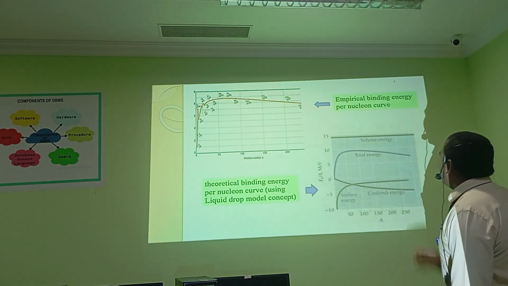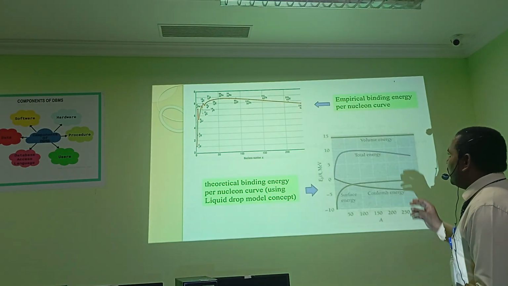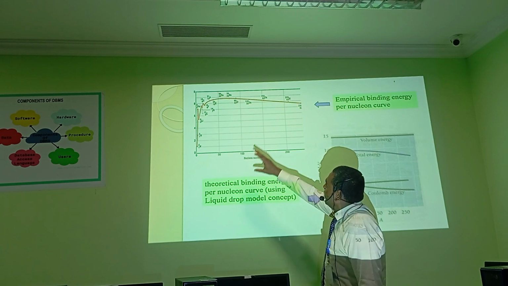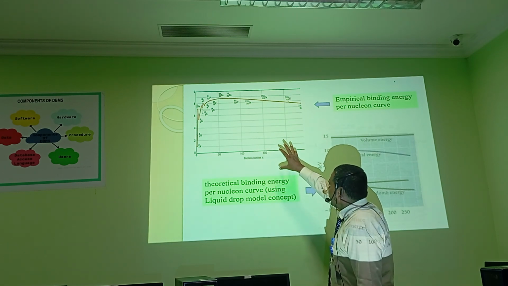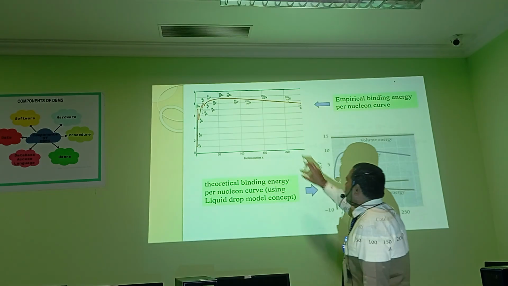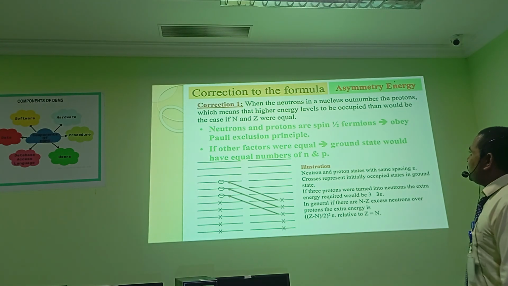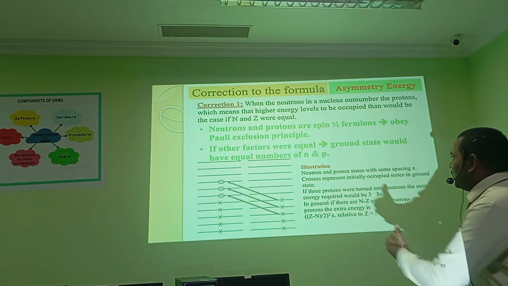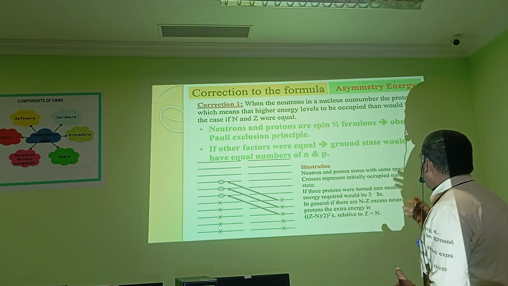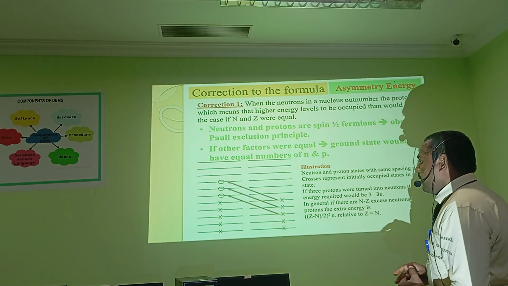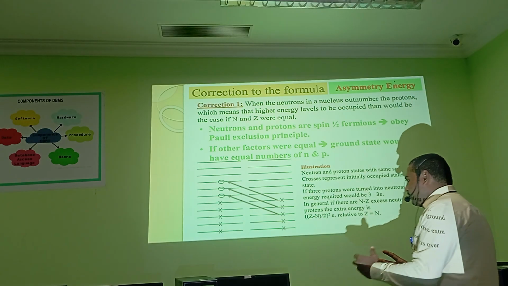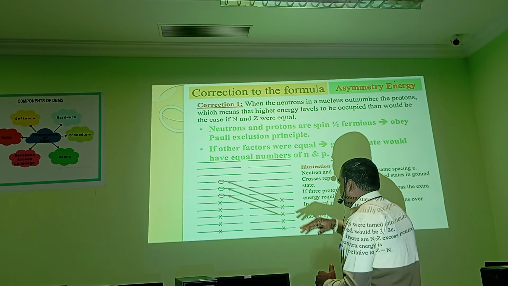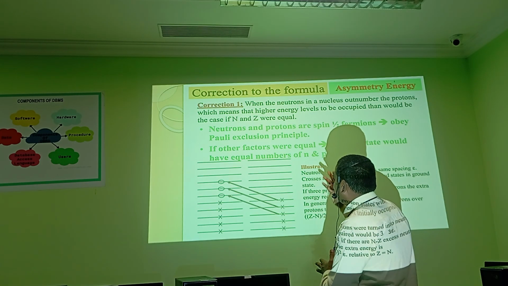The empirical binding energy per nucleon curve shows the volume energy level and the Coulomb energy level increasing in the nuclear atom. The overall theoretical binding energy curve is obtained using the liquid drop model concept. The correction of the formula, the asymmetric energy, involves the neutron and proton spin, governed by the Pauli exclusion principle. The Pauli exclusion principle is about filling electrons into empty levels, and the outermost electron is added to the next level.